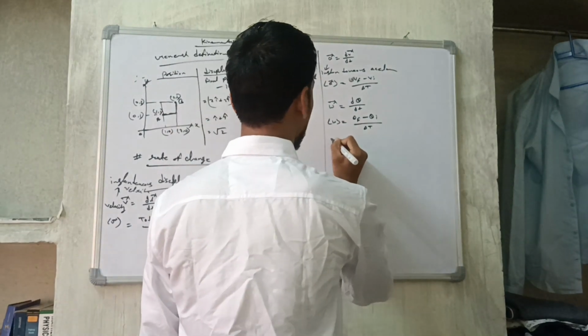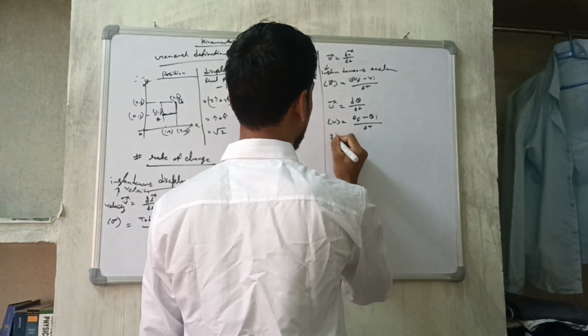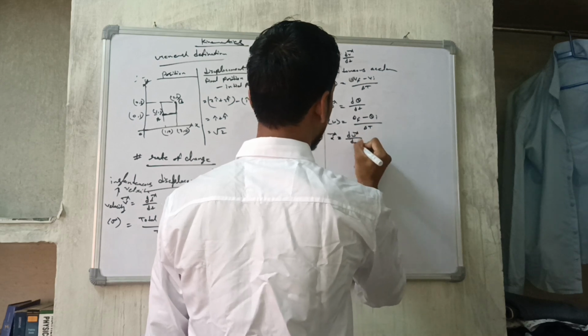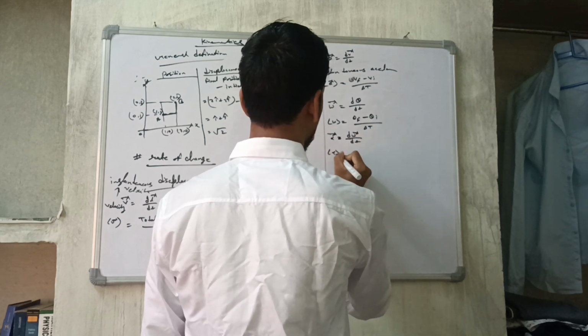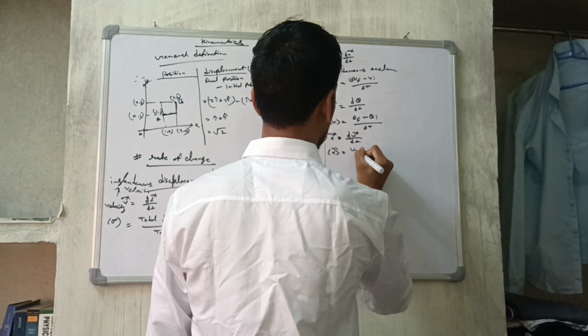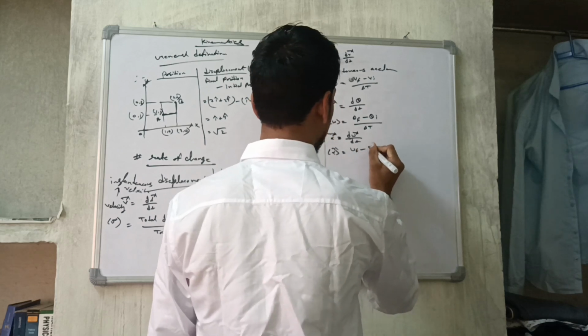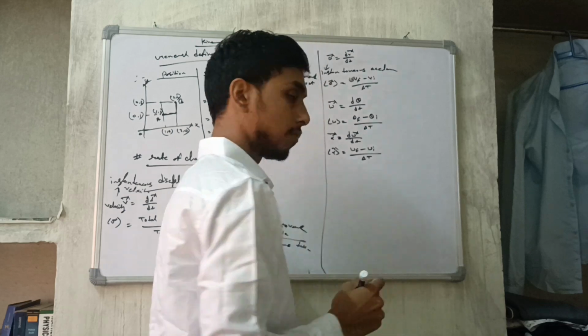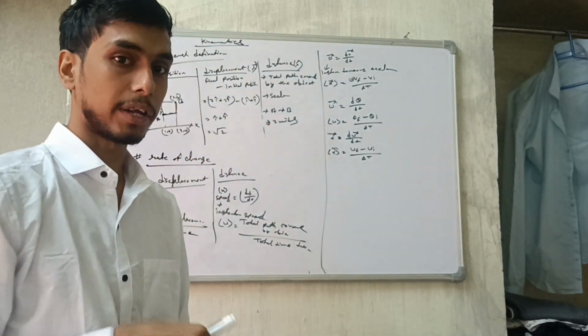Now angular acceleration is the rate of change of angular velocity with respect to time. And average angular acceleration will be the final angular velocity minus the initial angular velocity, divided by the time taken to go from initial angular velocity to final angular velocity.